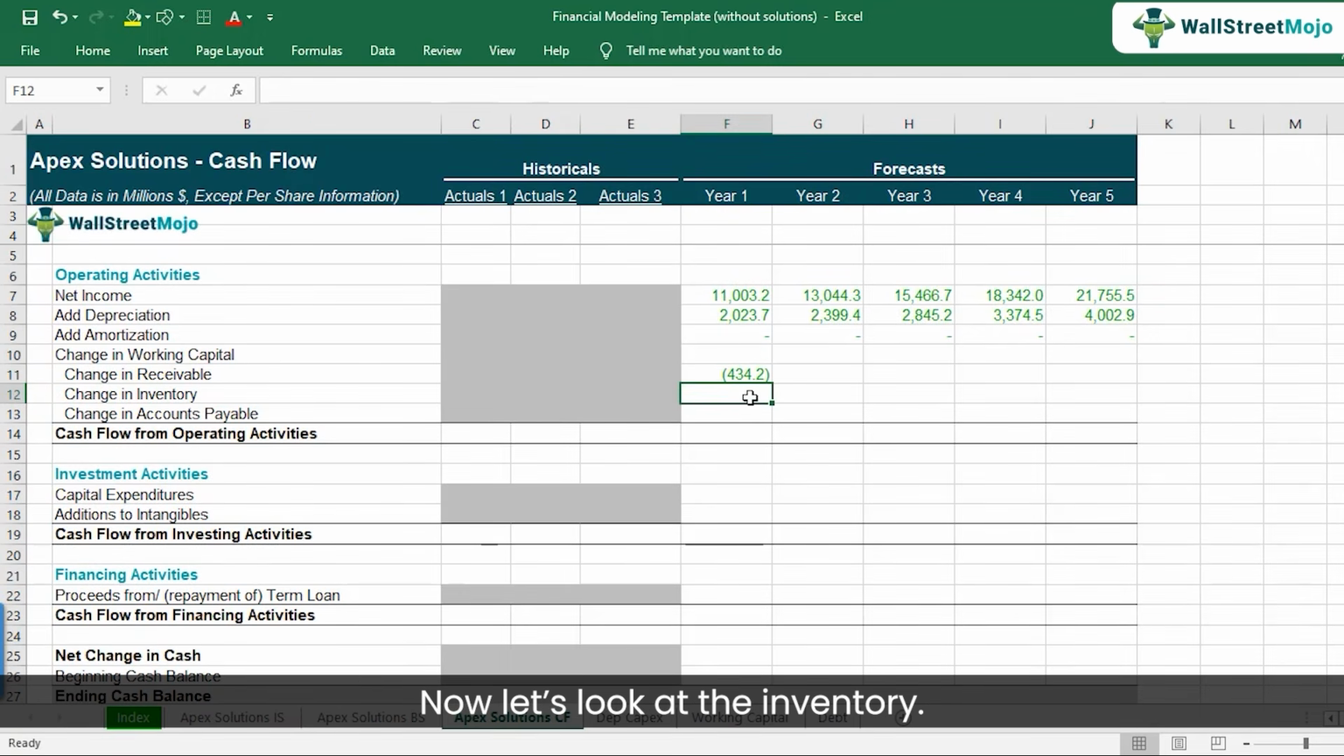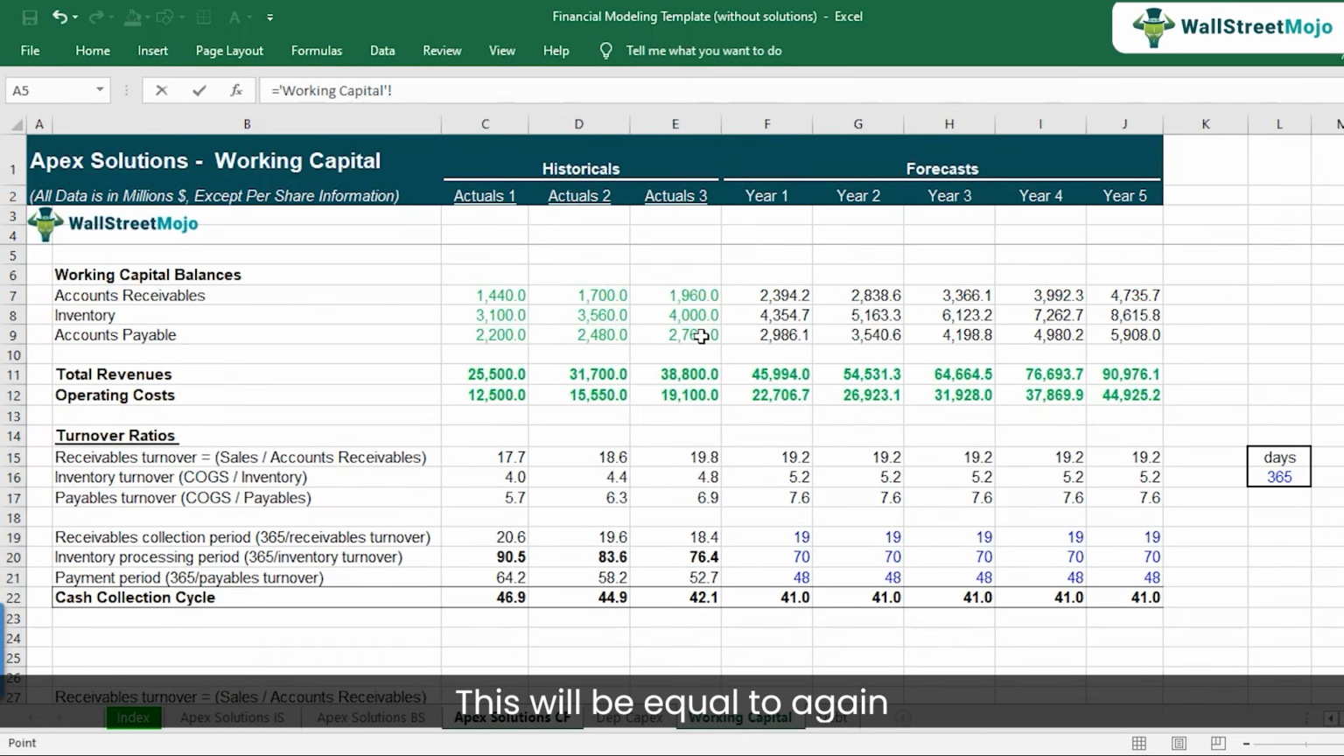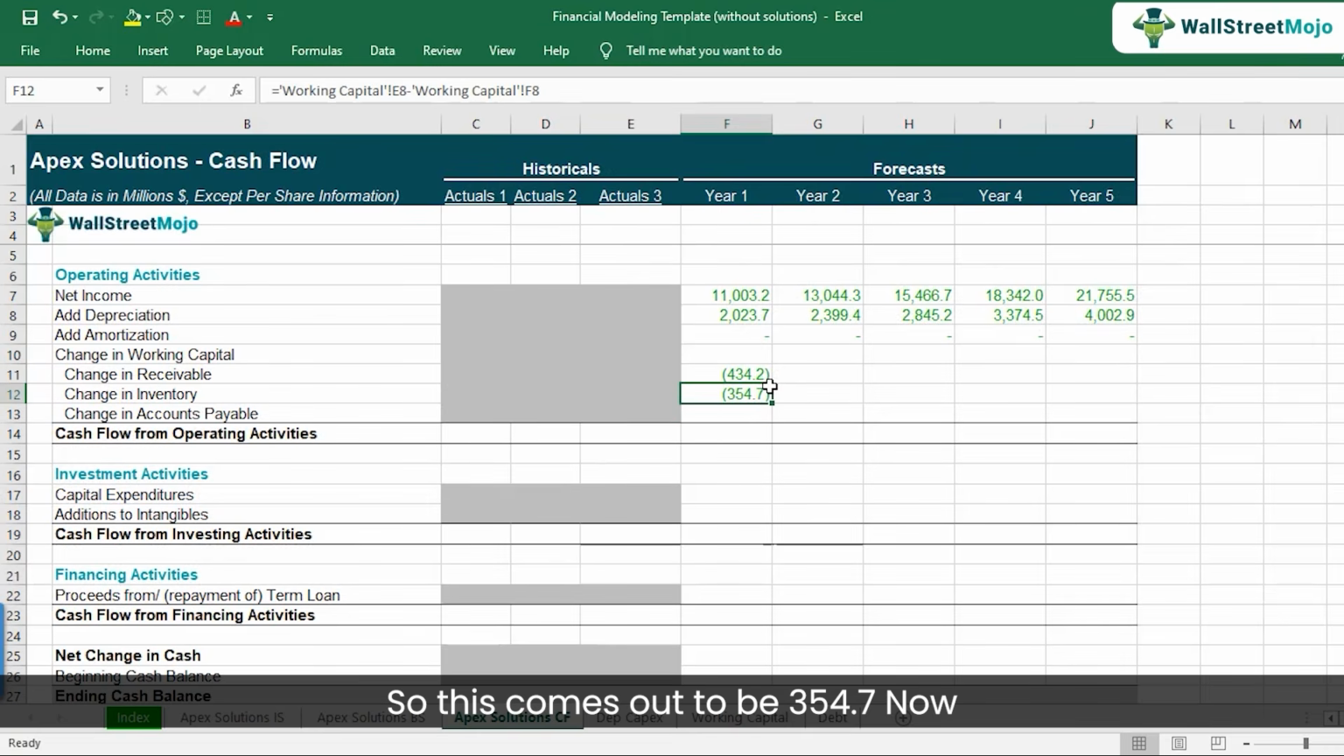Now let's look at the inventory. This will be equal to, again, the inventory has increased from 4000 to 4354.7. So the formula will be 4000 minus 4354.7. Assets have increased, so I need to represent this as cash outflow in the cash flow statement. So this comes out to be 354.7.